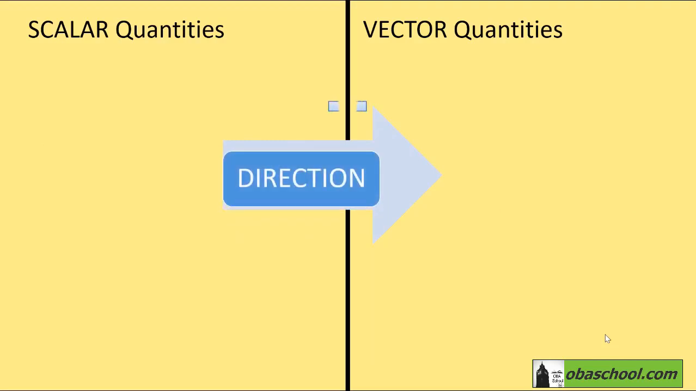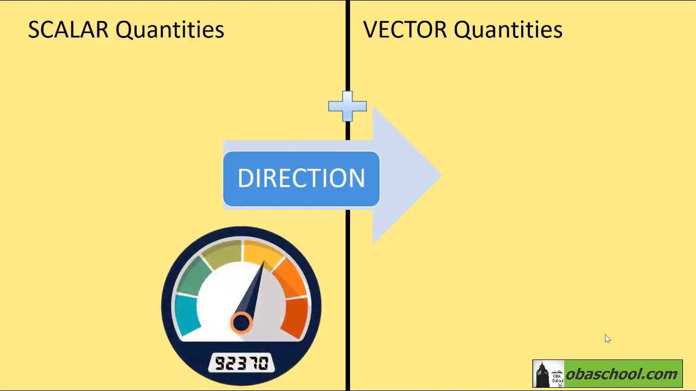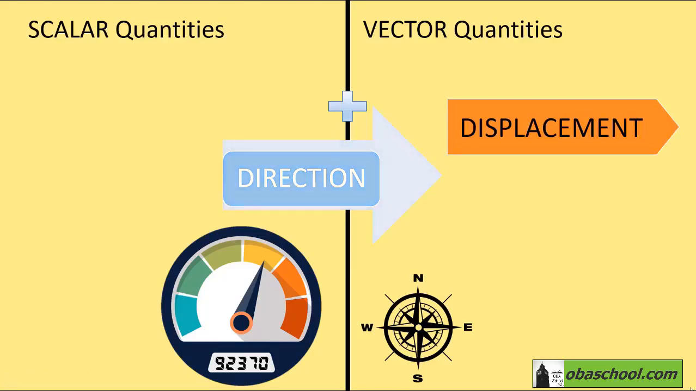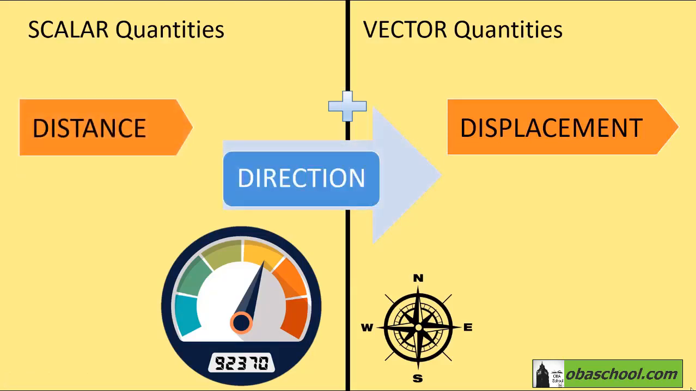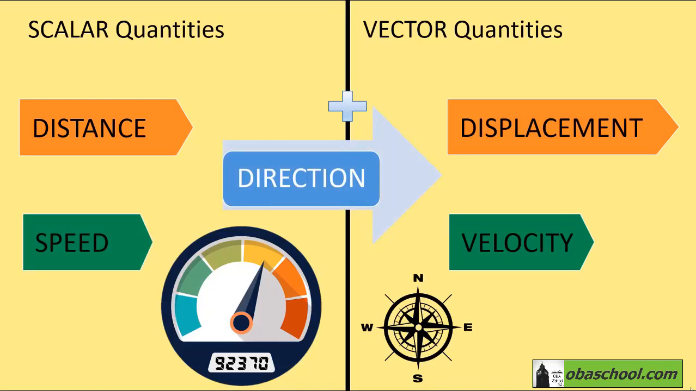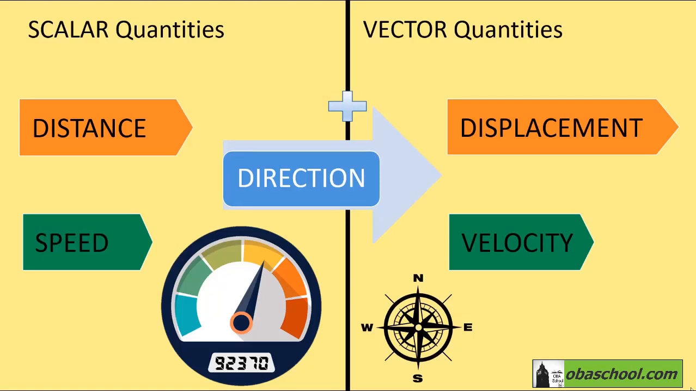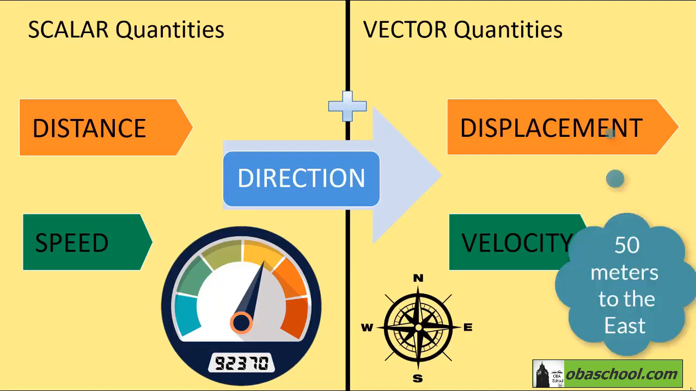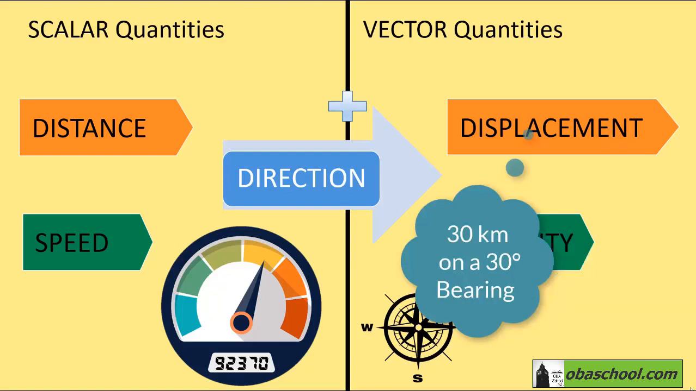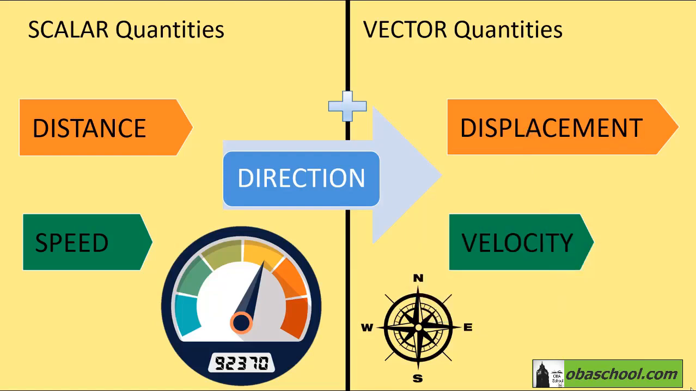The reason we do this is because some instruments, like a speedometer, can only measure the magnitude. Displacement, for example, is obtained by adding direction to a distance. In the same way, velocity is obtained by adding direction to speed. What's important to notice is that the distance is measured in meters, kilometers, or miles, while for displacement, you have to specify the direction. For example, we say 50 meters to the east or 30 kilometers on a 30 degrees bearing.